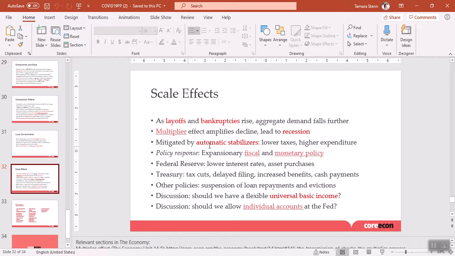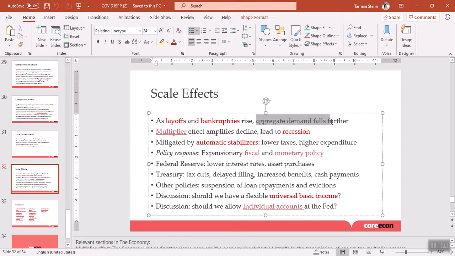All right. The next thing that we have is scale effects, right? So we have a disaster and it's getting worse. As layoffs and bankruptcies rise, the aggregate demand falls further. We have less people working, less businesses functioning, less demand for anything. The multiplier effect, which we're not going to study in this class, amplifies the decline and leads to a recession.